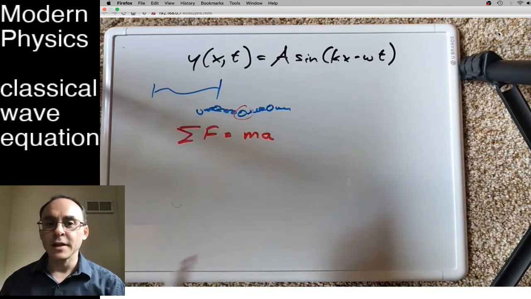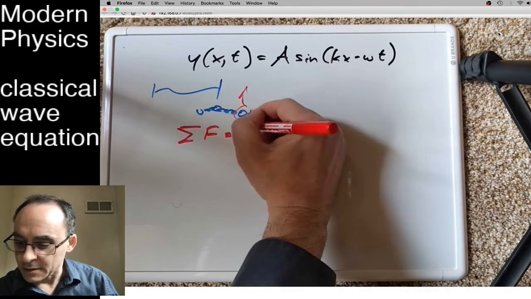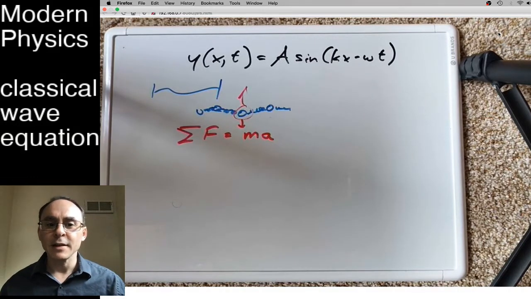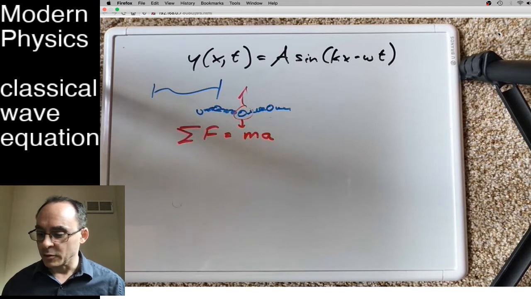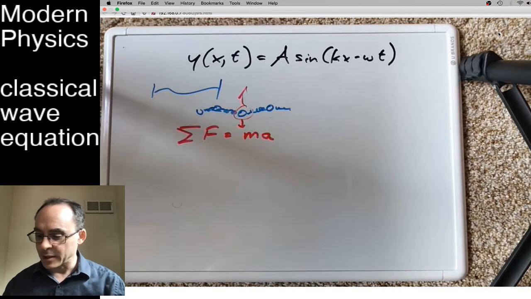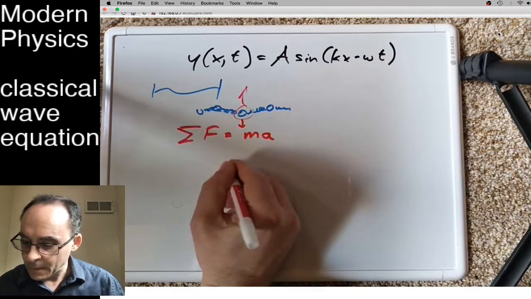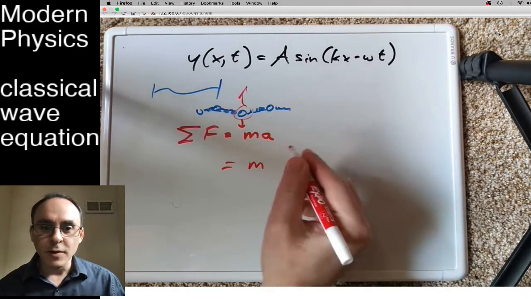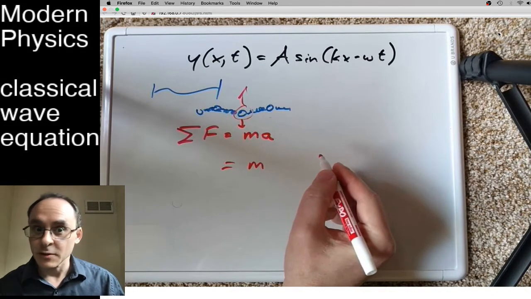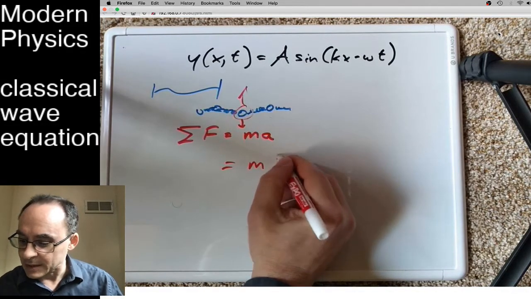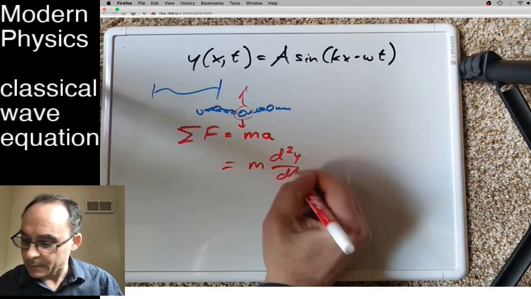Here we're imagining these masses moving up and down, and we're really just going to worry about the vertical component of the spring force. We're going to pretend that the horizontal part isn't doing anything interesting, and treat these springs as acting vertically. So on the right side of the equation, instead of acceleration, we write the definition of acceleration. It's moving up and down, so it's the second derivative of y with respect to time.